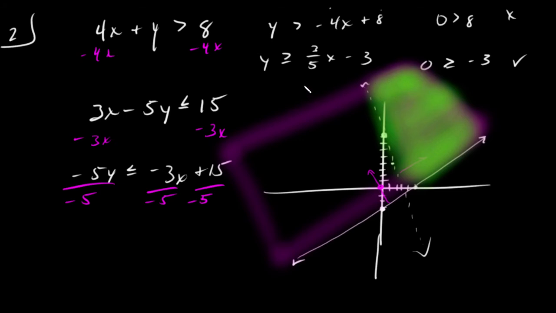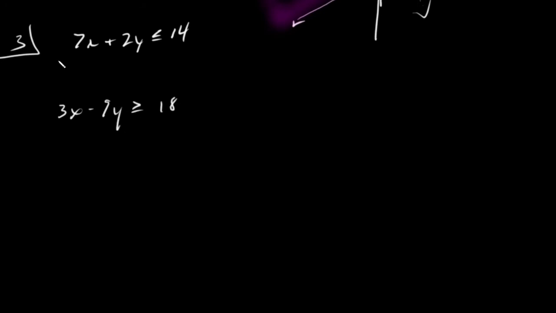Okay, moving on, number 3. 7x plus 2y is less than or equal to 14, and then 3x minus 9y is greater than or equal to 18. Get them into slope-intercept form. Subtract 7x. 2y is less than or equal to negative 7x plus 14. Divide by 2. Y is less than or equal to negative 7 over 2 x plus 7.